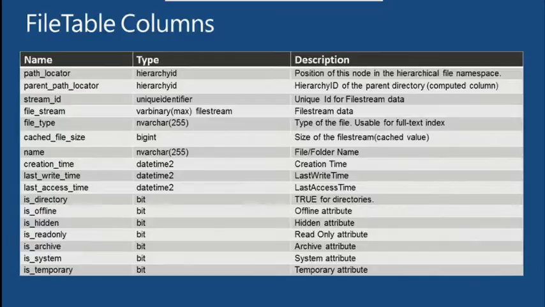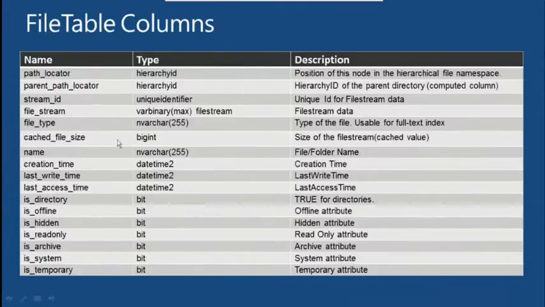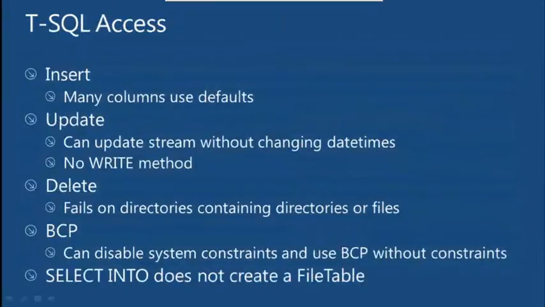There are the columns in a file table. I'm sure you all wanted a list of those. They were glommed out of the books online. Again, the only one that's interesting, I think, is just the file_stream column, which is where the stuff lives, right, the actual data.